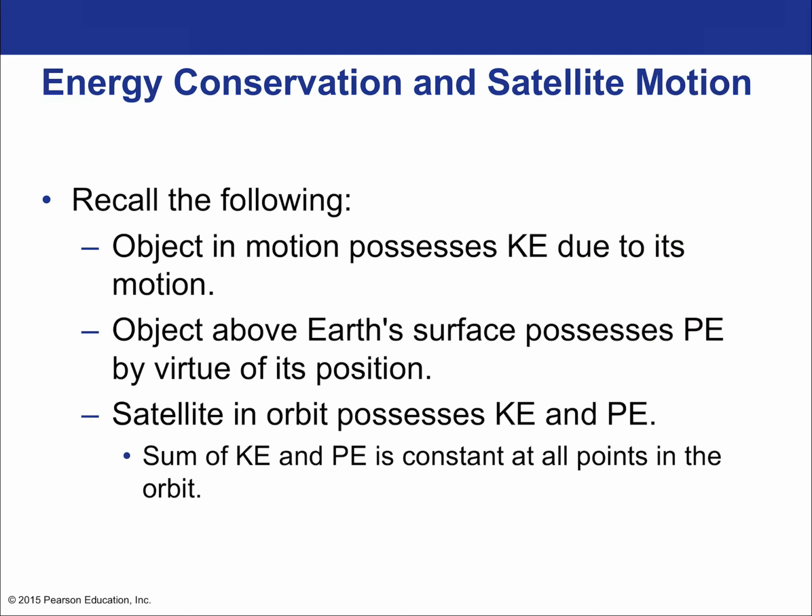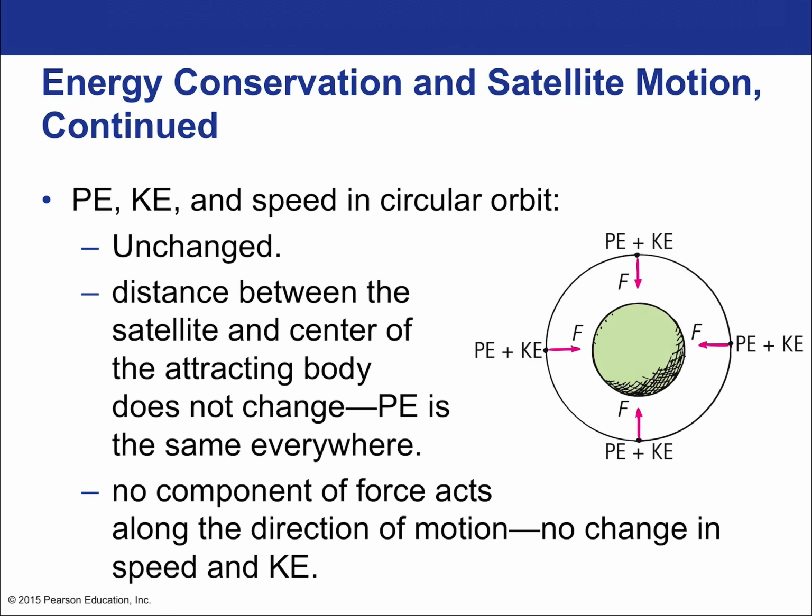So the object in motion possesses kinetic energy due to its motion. An object above Earth's surface possesses potential energy by virtue of its position. So a satellite in orbit possesses both kinetic and potential energies, and that sum must remain the same because we're assuming no change of energy to other forms like heat. Here is the idea that the sum of potential and kinetic energy remains the same throughout a circular orbit. We've got the force of gravity shown here pointing inwards at any point, with an unchanging sum of potential and kinetic. And since it's circular, the potential never changes, and neither does the kinetic. So this is just everything remaining constant. That's the nature of satellites.